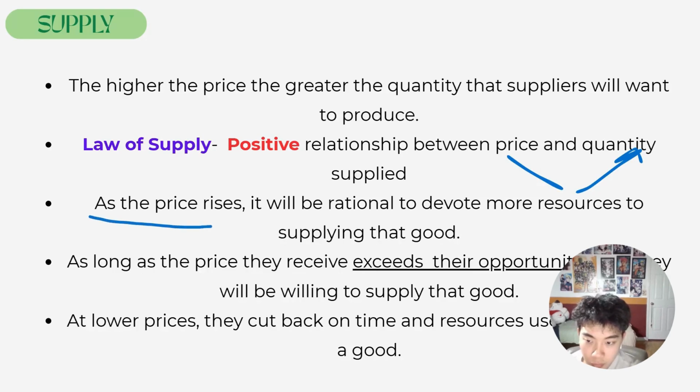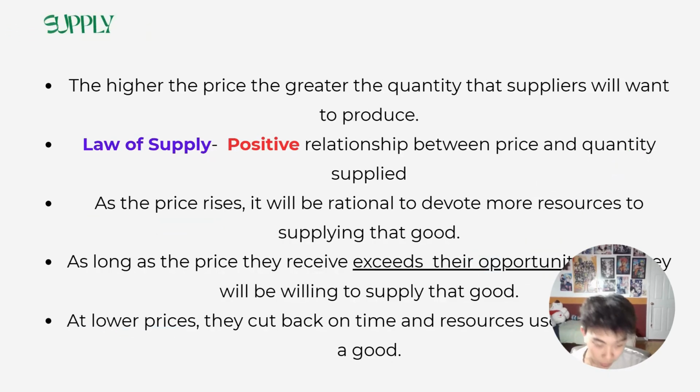If they're making more money, it's more rational to devote more resources to supplying that good that gives them more money, right? As long as the price they receive exceeds their opportunity cost, they will be willing to supply that good, but not at lower prices. So if they make less money from selling that good, they'll cut back on time and resources used to produce it.